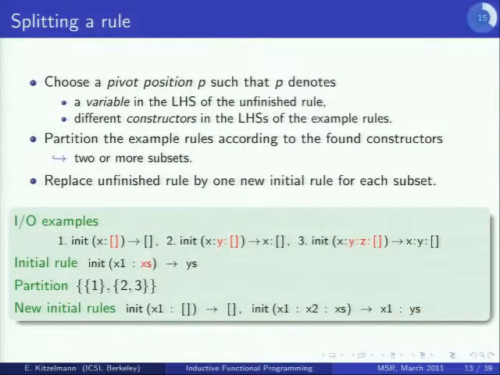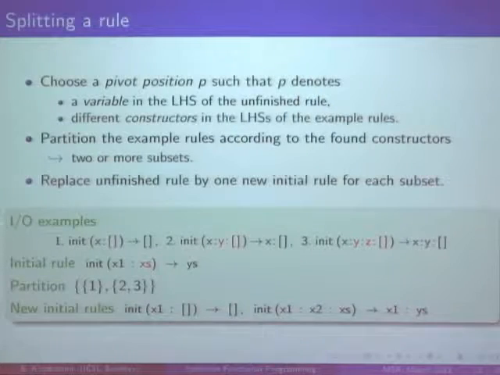Okay, so now the first operator, splitting a rule. Here are again the three input-output examples for the init function. This was the initial rule. And now this operator works by choosing one position in the head of the initial rule, where this rule contains a variable, and the I/O examples contain different constructors at the same position. And then we just partition the examples according to these different constructors.